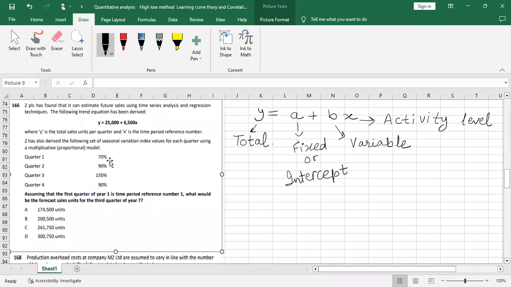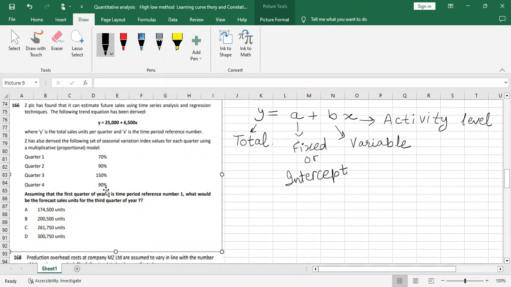If we are calculating the sales for quarter 1, then we will multiply this value of Y with 70%. If we are calculating total sales for the second quarter, then we will multiply with 90%. If we are talking about quarter 3, then we will multiply with 150%. If we talk about quarter 4, then we will multiply with 90%.